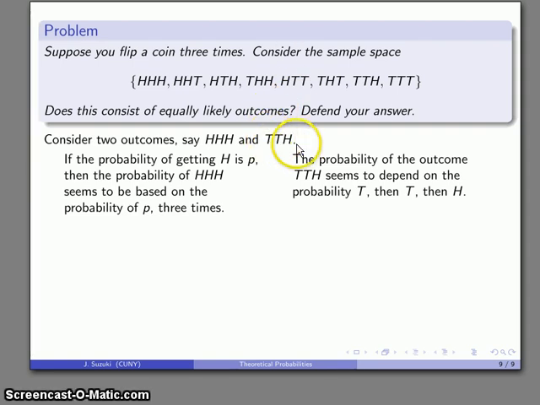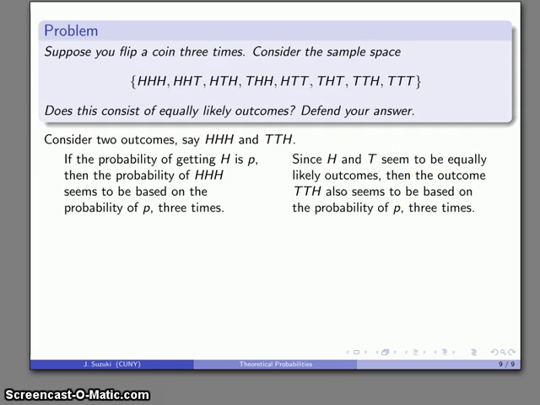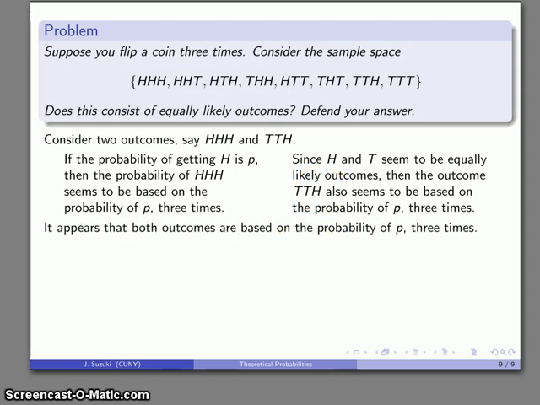So the probability of this outcome seems to depend on the probability of getting tails, then tails, then heads. Now, earlier we expressed a belief that heads and tails separately seem to be equally likely outcomes. So it also seems that the probability of this outcome, tails, tails, heads, also seems to be based on the probability P 3 times. Once for tails, once for tails, once again for heads. And so it seems that both of these outcomes, heads, heads, heads and tails, tails, heads, seem to be based on the probability P used 3 times.